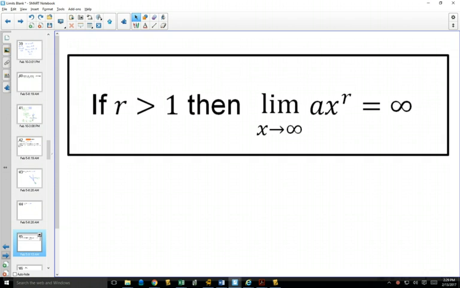So we've got a sort of rule here that if your power is bigger than 1 and your value of x goes to infinity, then this will always go to infinity. So if you had an x cubed or an x to the 5 or even an x to the 1.5, it'll just keep getting larger and larger and larger.